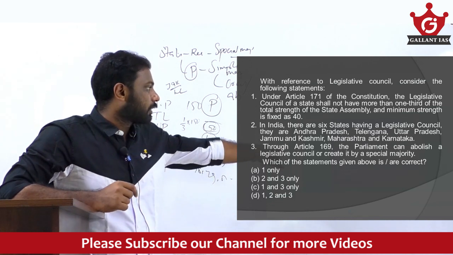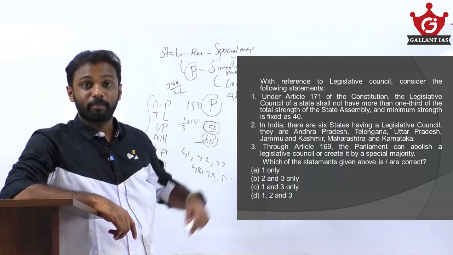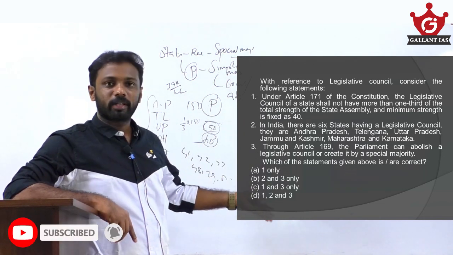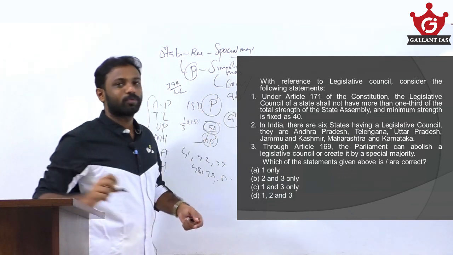Statement 3 says that Parliament can abolish or create a council by a special majority. No, Parliament can do it by a simple majority itself. So 2 is wrong here, and 3 is also wrong here. Our answer becomes option A, that is 1 only.